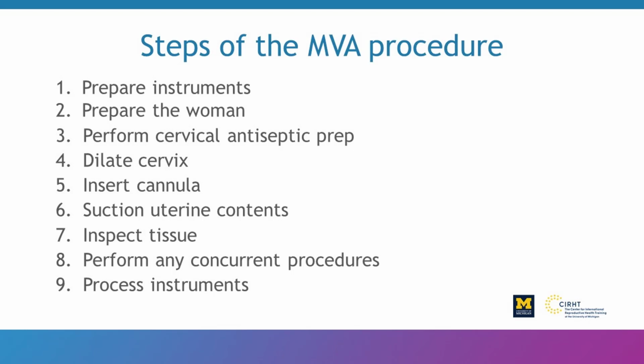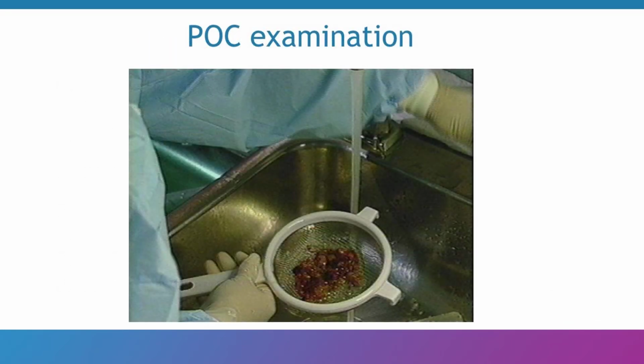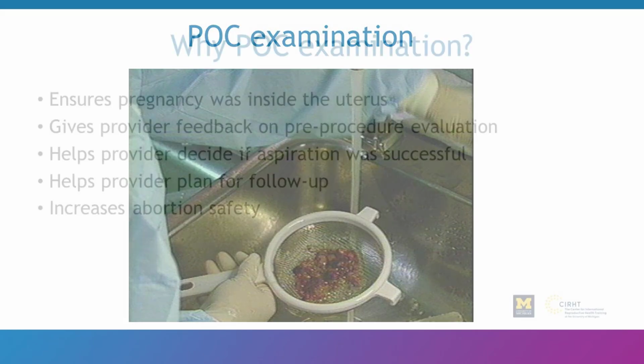So insert a cannula, suction the uterine contents, inspect the tissue, and if there are any additional needs, we do an additional procedure. Then we go for processing instruments. Of all these steps, we have to remember that examining fetal tissue is very important.